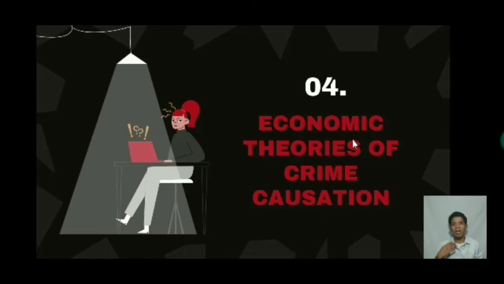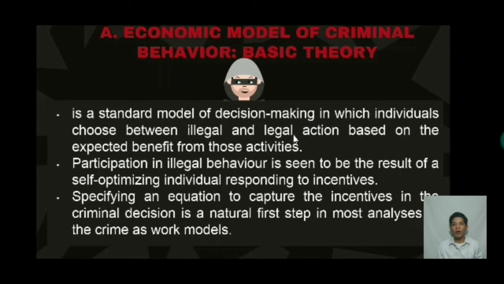So, under the economic theories of crime causation, we have the economic model of criminal behavior, or the basic theory. It's a standard model of decision making in which individuals choose between illegal and legal action based on the expected benefit from those activities. Participating in illegal behavior is seen to be the result of a self-optimizing individual responding to incentives. Specifying an equation to capture the incentives in the criminal decision is a natural first step in most analyses of the crime as work models.